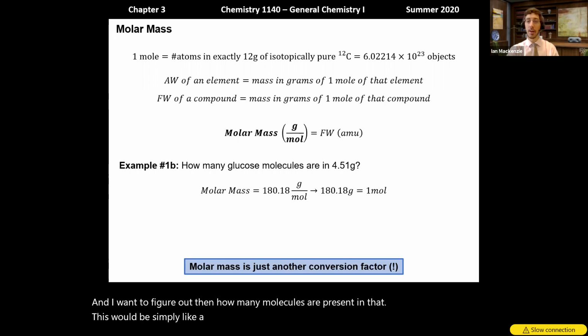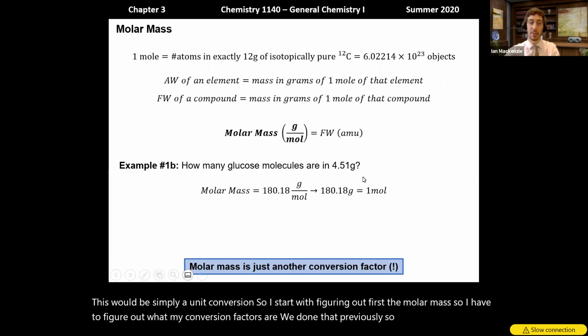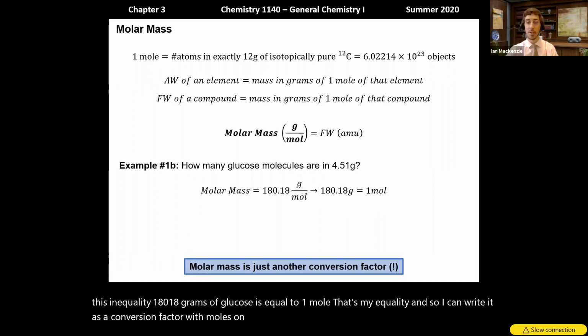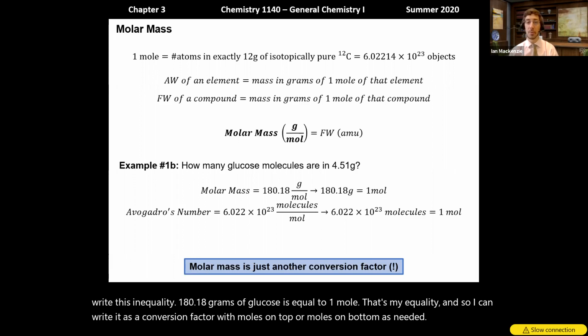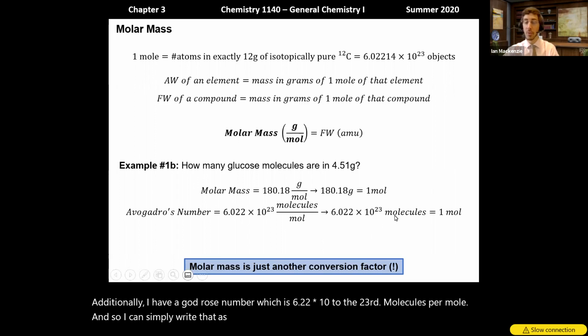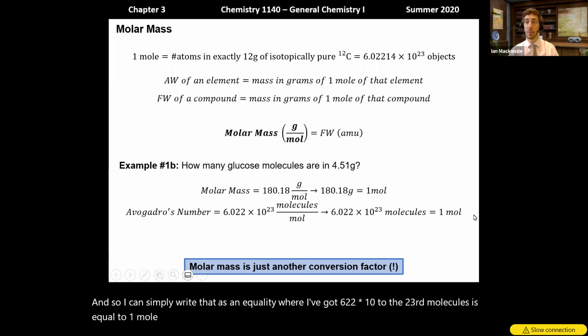So I start with figuring out first the molar mass. So I have to figure out what my conversion factors are. And we've done that previously. So this is, again, I can write this as an equality. 180.18 grams of glucose is equal to 1 mole. That's my equality. And so I can write it as a conversion factor with moles on top or moles on bottom as needed. Additionally, I have Avogadro's number, which is 6.022 times 10 to the 23rd molecules per mole. And so I can simply write that as an equality where I've got 6.022 times 10 to the 23rd molecules is equal to 1 mole. I can write that as a conversion factor now with moles on top or on bottom as I need. So those are my 2 conversion factors.